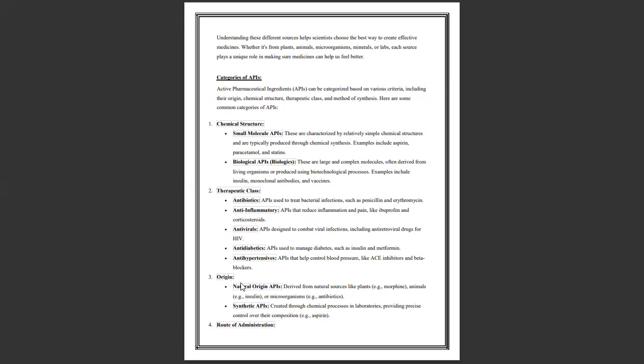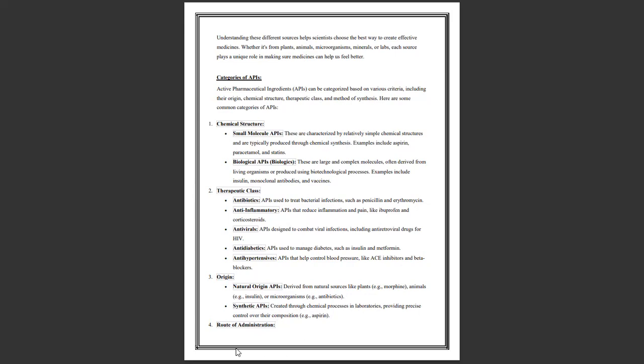The next point is origin, natural origin APIs and synthetic, that I told you before. The natural one is derived from natural sources like plants, animals, or microorganisms, and the synthetic one is created through chemical processes in laboratories, providing precise control over the composition.